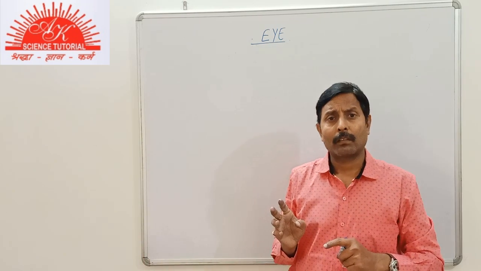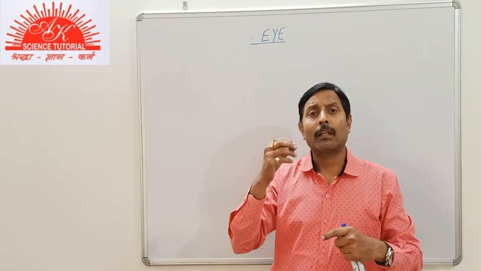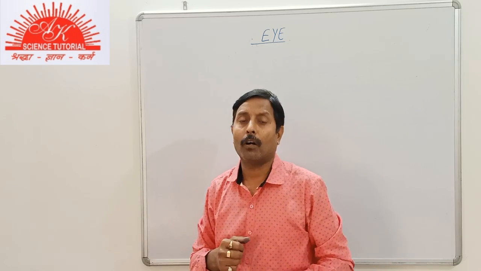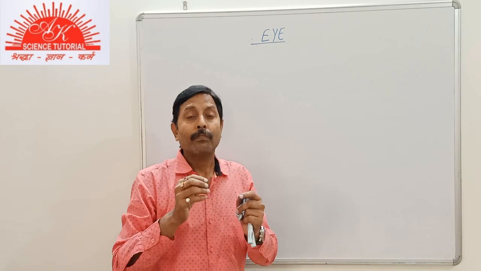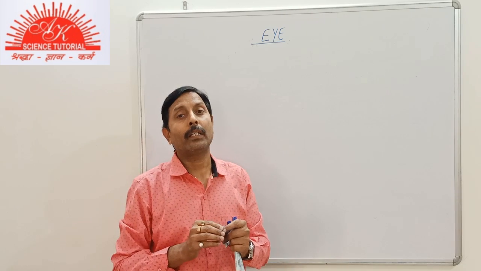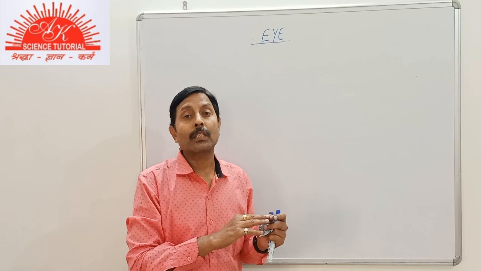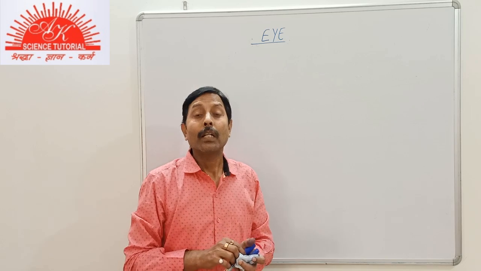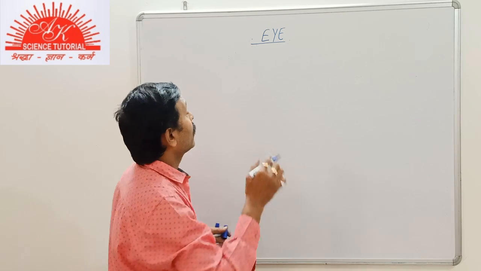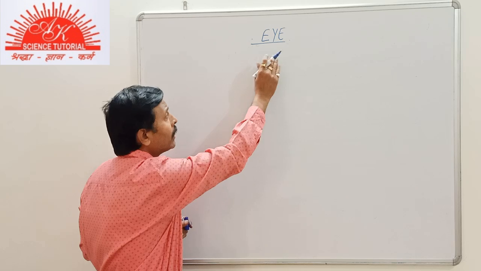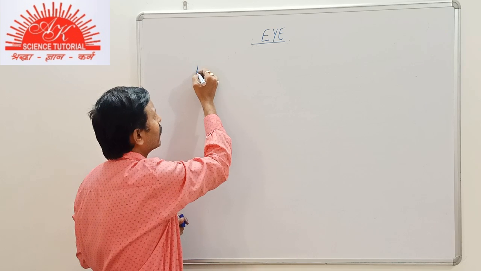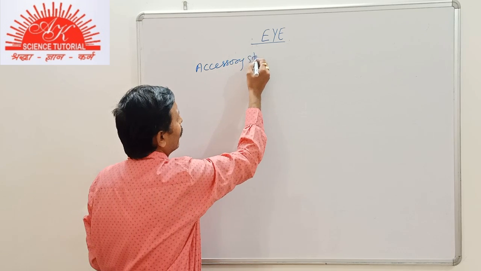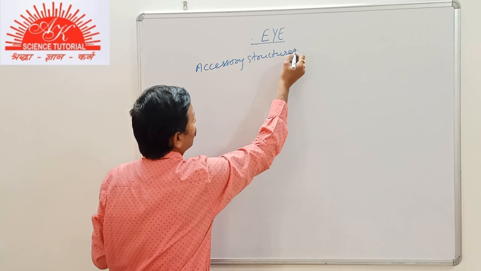If they are absent, the image will still be formed on the retina, the brain will analyze the image and we will come to see the object. But if the eye has to work properly, then these structures are required to help in vision properly. So these are called accessory structures. So in order to study the eye, we first of all study accessory structures.